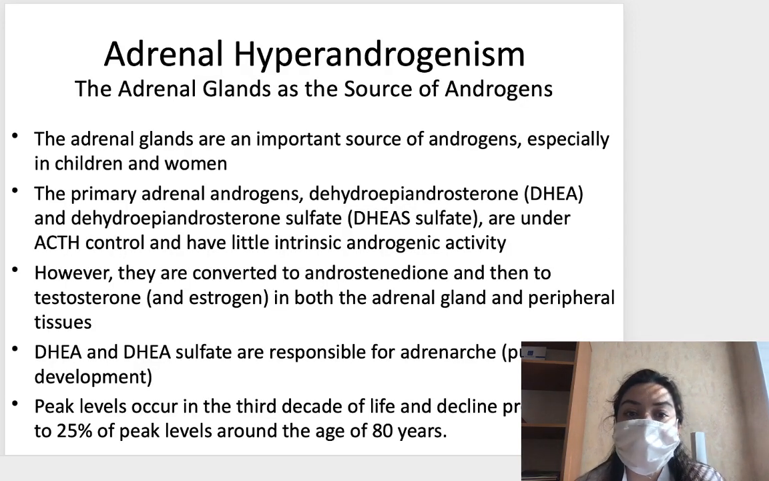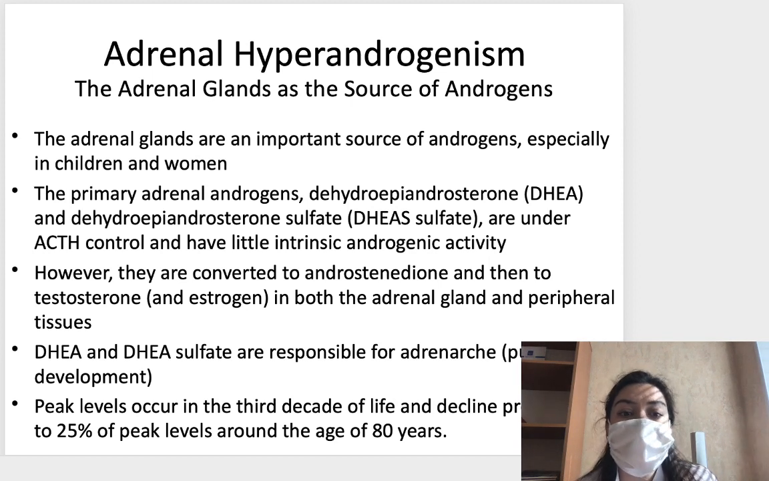Okay, adrenal hyperandrogenism, the last syndrome for today. Let's discuss. The adrenal glands are an important source of androgens. You remember that they produce not just cortisol and aldosterone, but androgens, and androgens are also produced in other organs, especially in children and women.